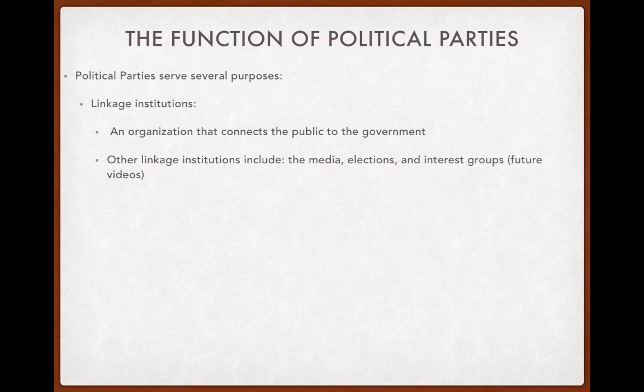But to me, this screams of a multiple choice question: all the following are examples of linkage institutions except. So be sure you can identify the linkage institutions.